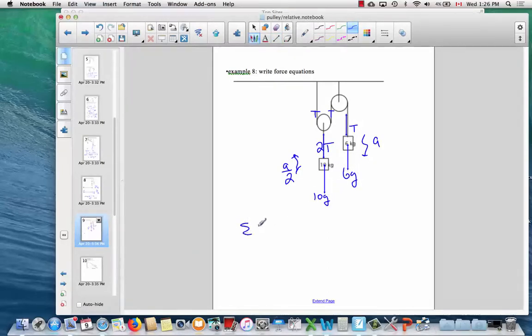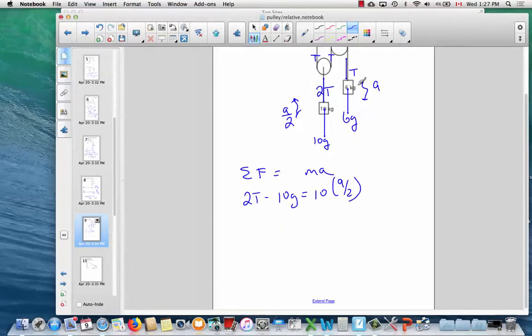So now we'll write net force equations. We'll point our x-axis in the direction of the acceleration, so our x-axis is going upwards here. The mass is 10. Its acceleration is half a, as we reasoned. This mass is accelerating down, so we'll point the positive x-axis downwards.